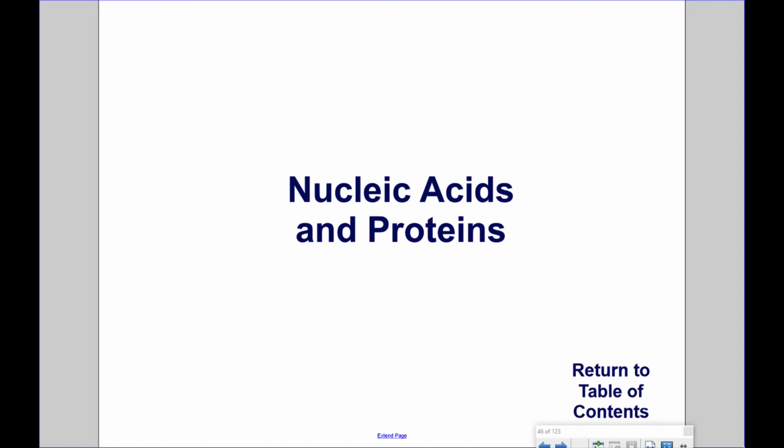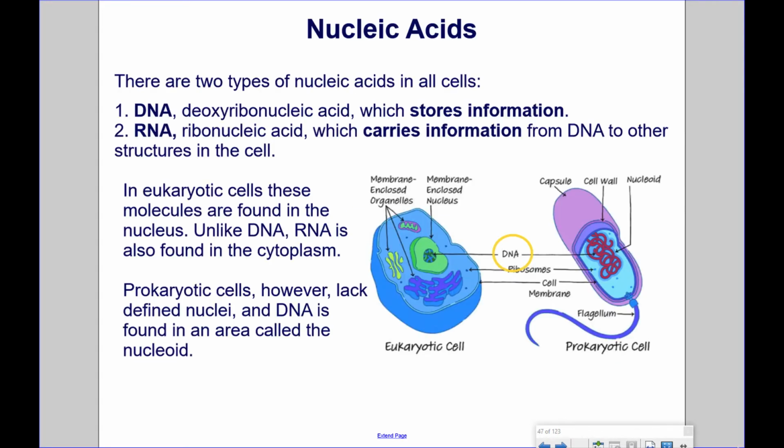Nucleic acids and proteins. Nucleic acids. There are two types of nucleic acids in all cells. One, DNA, or deoxyribonucleic acid, which stores information. And two, RNA, or ribonucleic acid, which carries information from DNA to other structures in the cell.